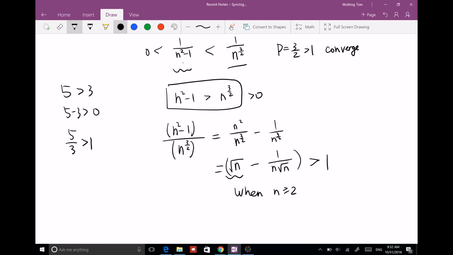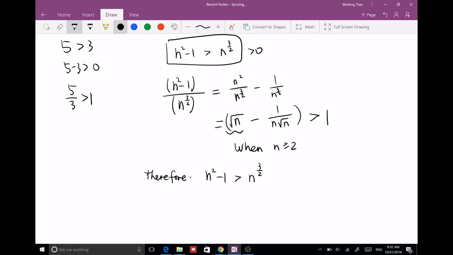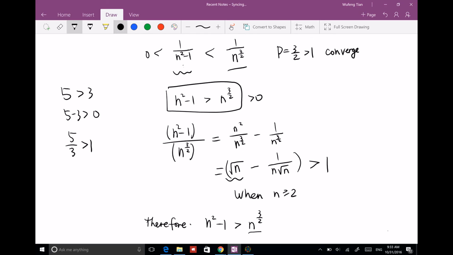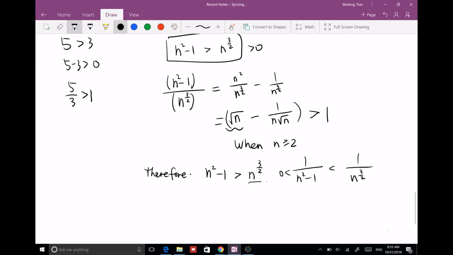Okay? So then we have n squared minus 1 is bigger than n to the 3 halves. Then, since the denominator is bigger, the whole thing will be smaller. Therefore, 1 over n squared minus 1 is less than 1 over n to the 3 halves. Since this one converges, therefore we have the series, n from 2 to infinity, of 1 over n squared minus 1 converges.